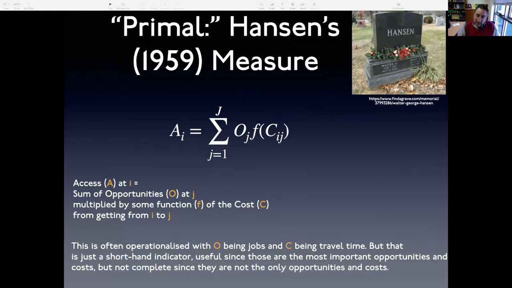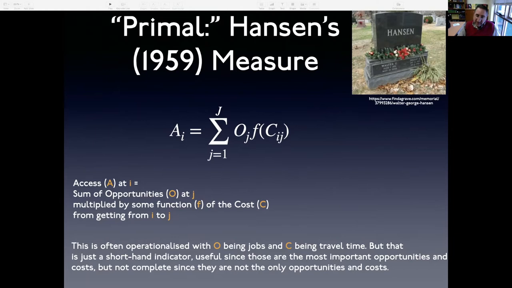Now that weighting function can be a lot of different things. In a cumulative opportunities measure, it might simply be a step function where if the cost is less than 30 minutes, we count the opportunity. And if the cost is greater than 30 minutes, we don't count the opportunity. So we'd be summing up, in that case, all of the jobs, all of the opportunities that are within 30 minutes. And the summation of that would be our accessibility measure.